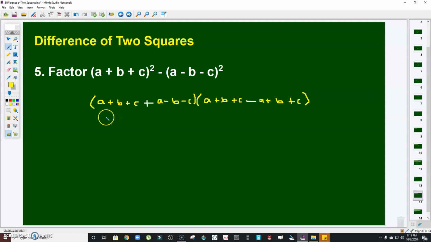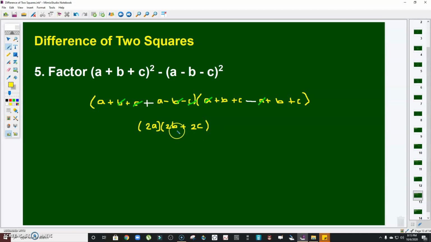As you can see here, b and c cancel. What will be left here is 2a, right? Times, in this case, the a cancels because of the opposite signs. So that will be 2b plus 2c. There you go. Next, we can still further simplify this one.